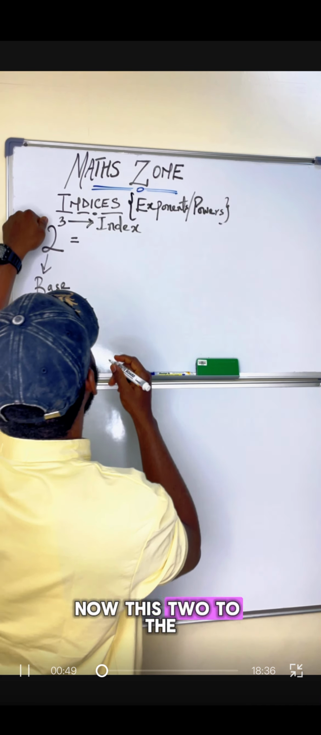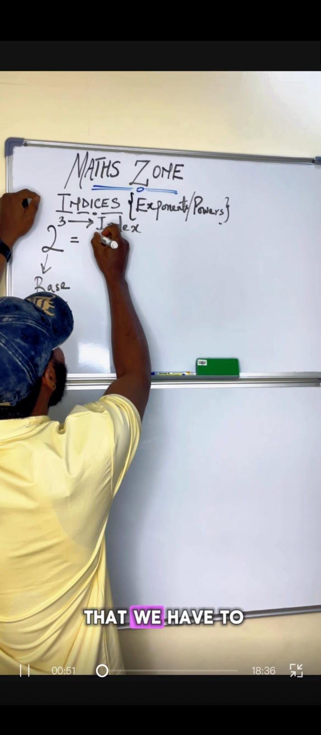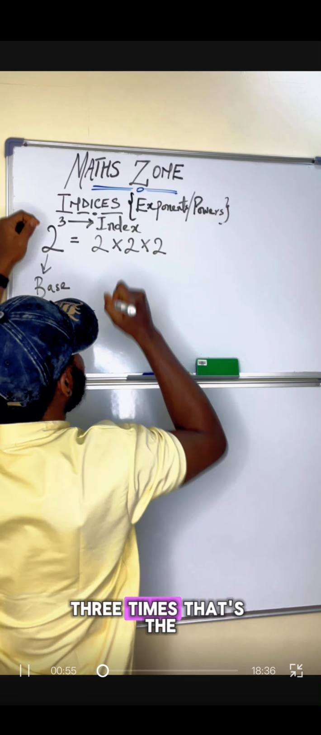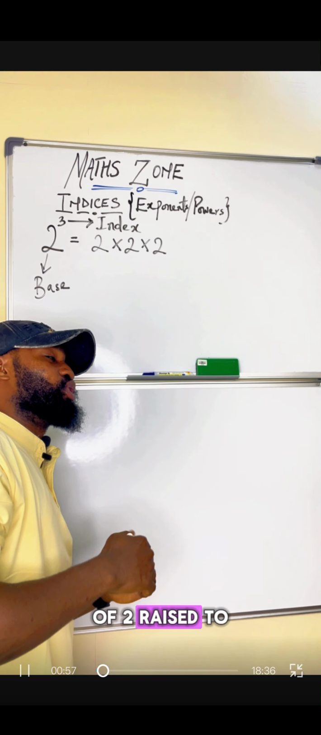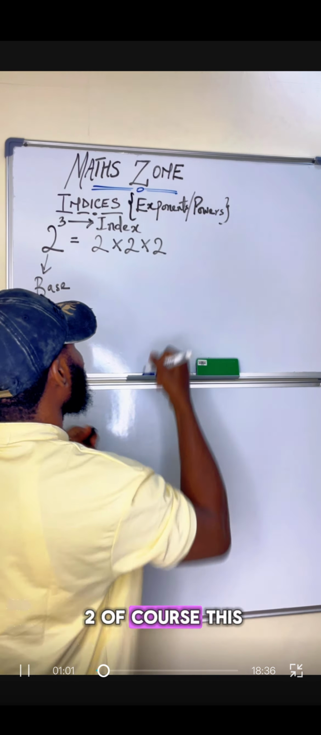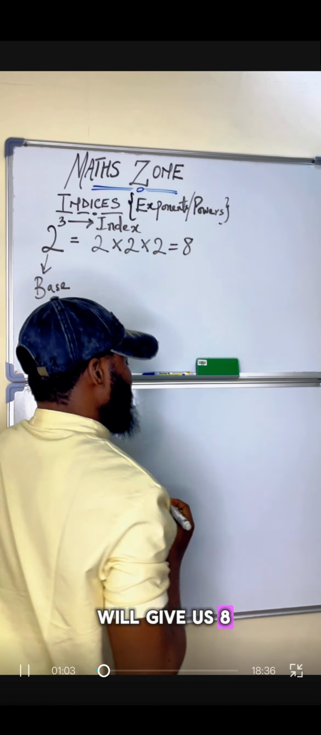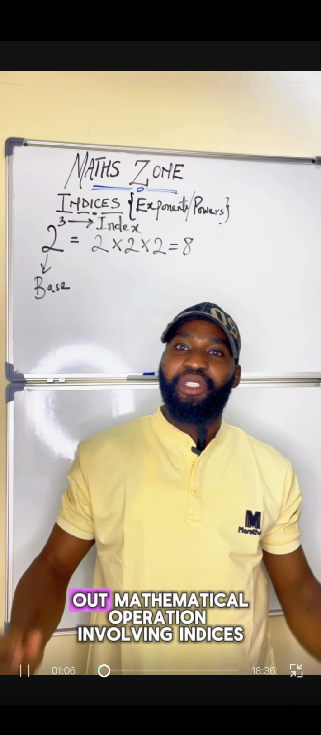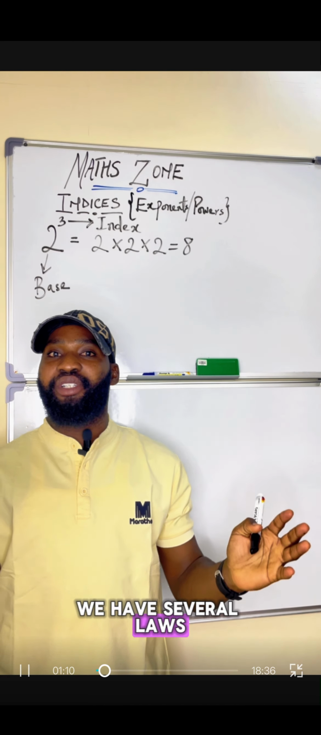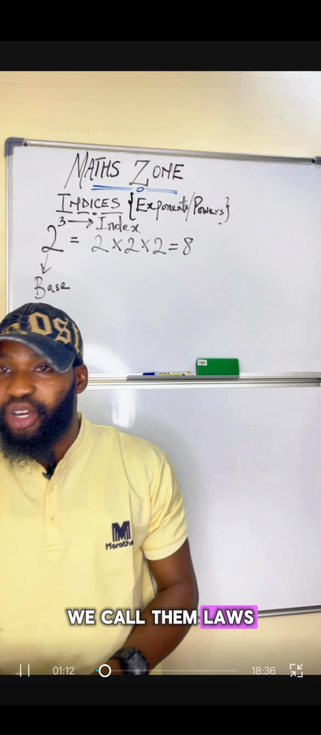Now, 2 raised to the power of 3 means that we have to multiply 2 by itself 3 times. 2 times 2 times 2. Of course, this will give us 8. Whenever we are carrying out mathematical operations involving indices, we have several laws that guide us. We call them laws of indices.